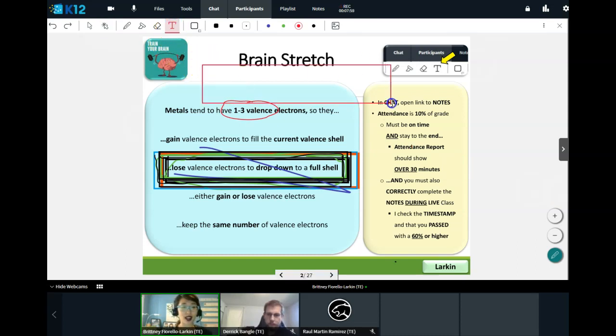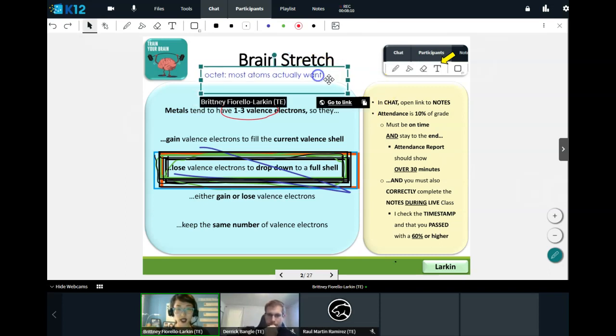It goes back to that octet rule. Octet. Most of them actually want how many? Most atoms actually want how many outer valence electrons? Think about that term octet.